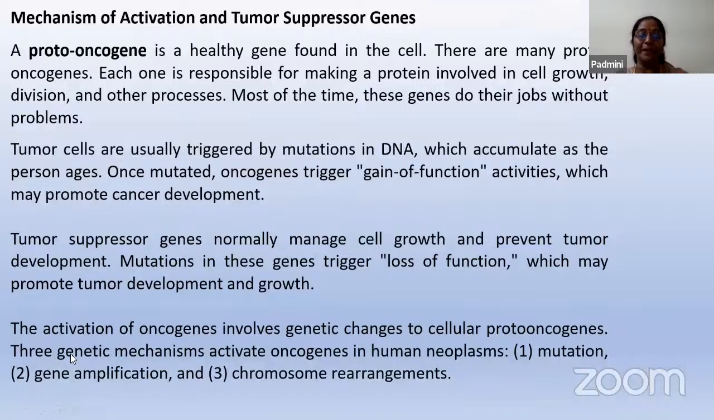The three genetic mechanisms which activate oncogenes in human neoplasms are mutations, genetic amplifications, and chromosome rearrangement. First is mutation, which leads to activation of the cells. Gene amplification, that is, excess of genes, a gene that has been amplified in number, also leads to activation of cancer. Chromosome rearrangement, if there is any rearrangement in the chromosome, also leads to cancers, that is, activation of the cells to cancer cells. So what are they? The first one, we'll talk about mutations.